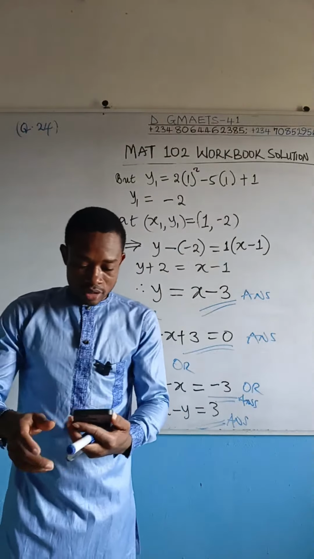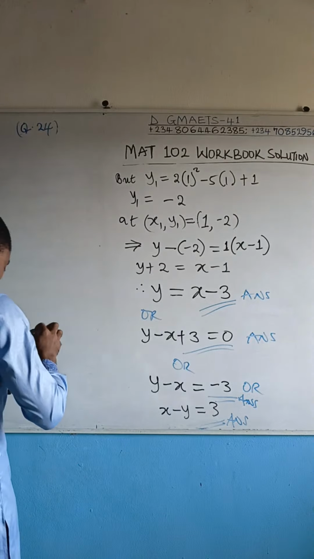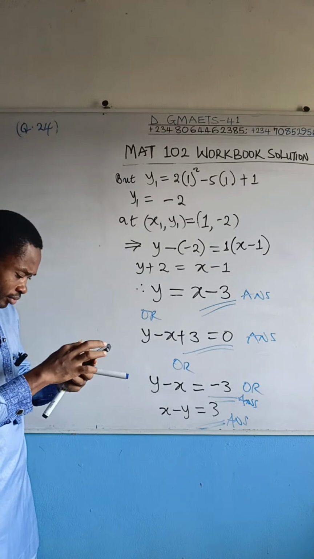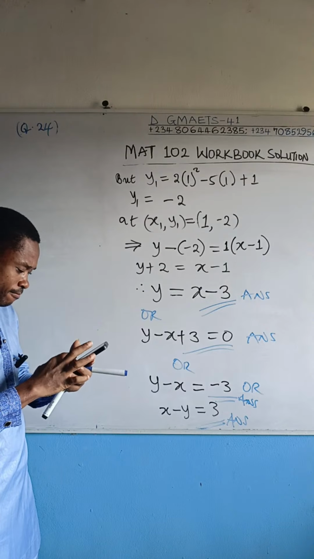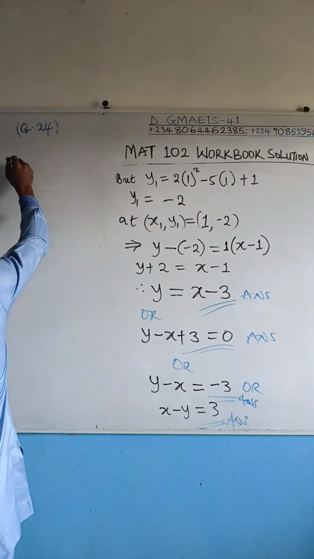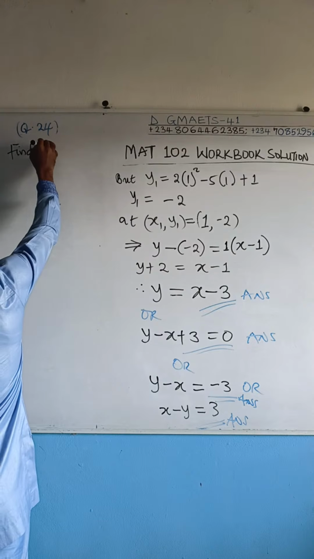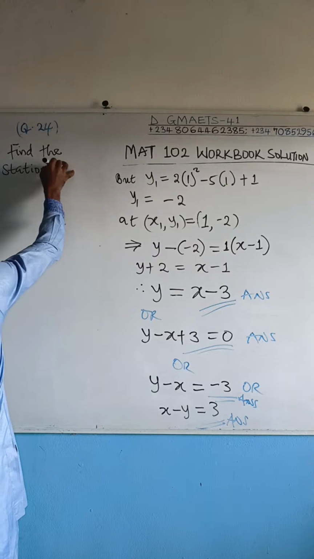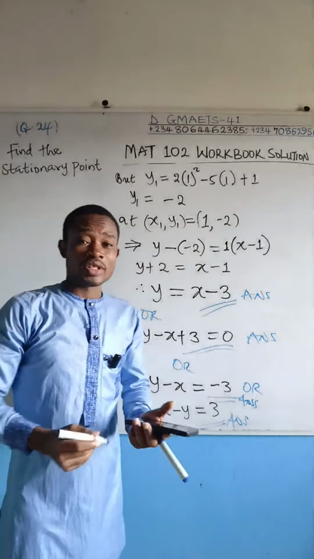So let us move on to question number 24. Question 24, so what have we got there? Good. Question number 24 in the workbook, you are asked to find the stationary point.